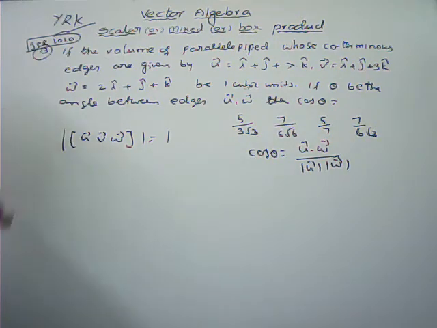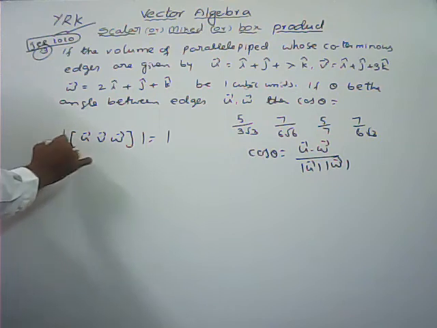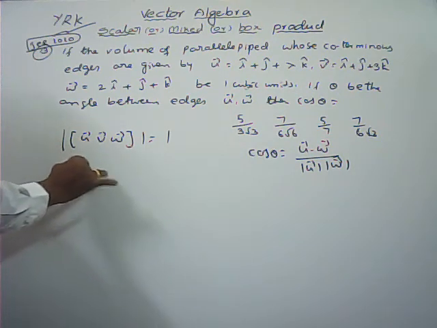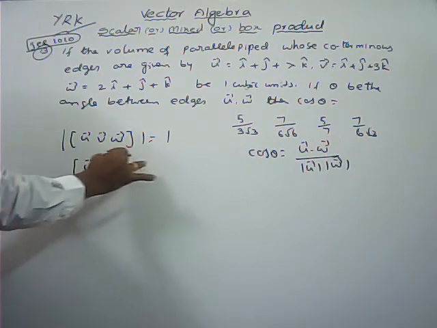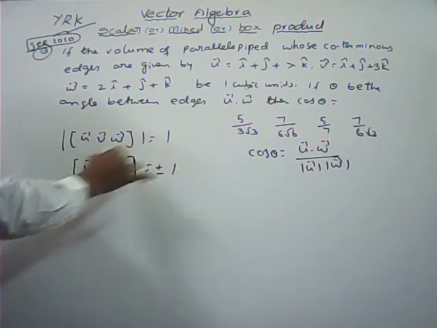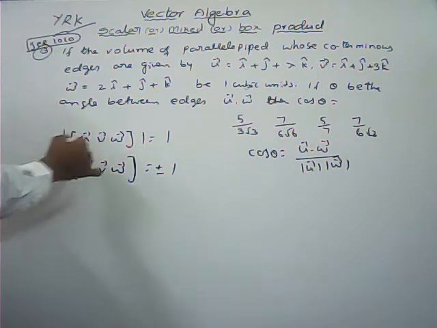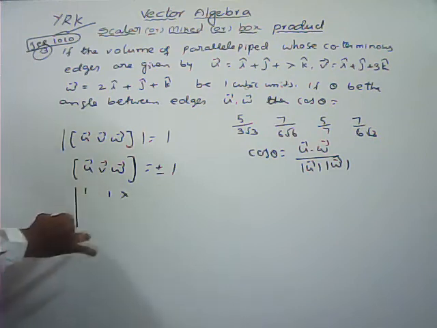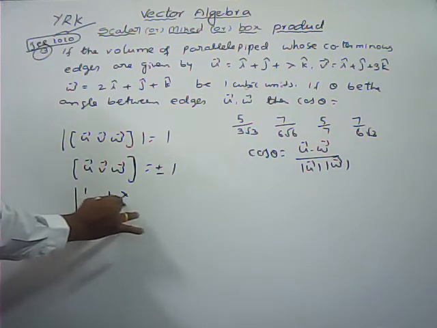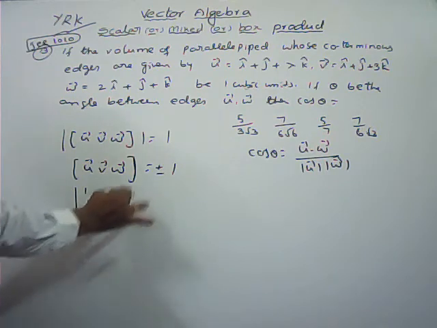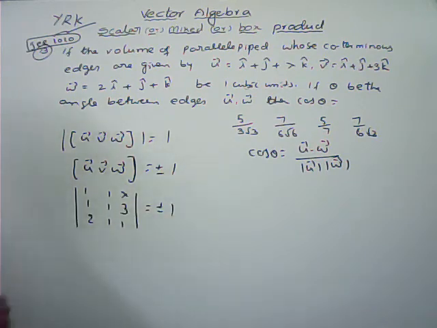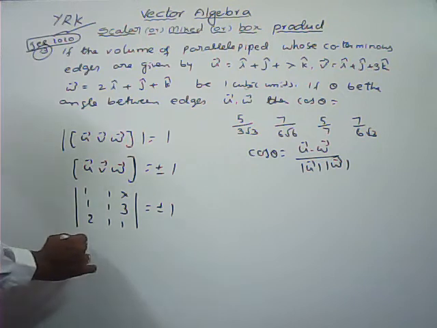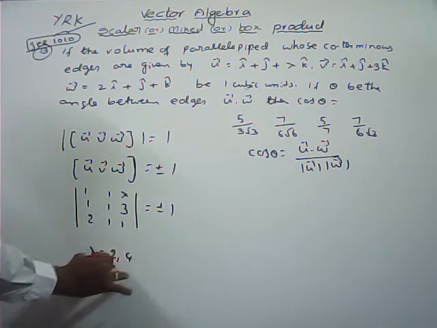Here box is nothing but, if I remove that modulus, box UVW, that is equal to plus or minus 1. What is the box? Box is nothing but a determinant of 1 1 lambda, 1 1 3 and 2 1 1, that is equal to plus or minus 1. Here expand this one and equate to plus or minus 1. Here two values of lambda you can get. Lambda is equal to 2, 4.